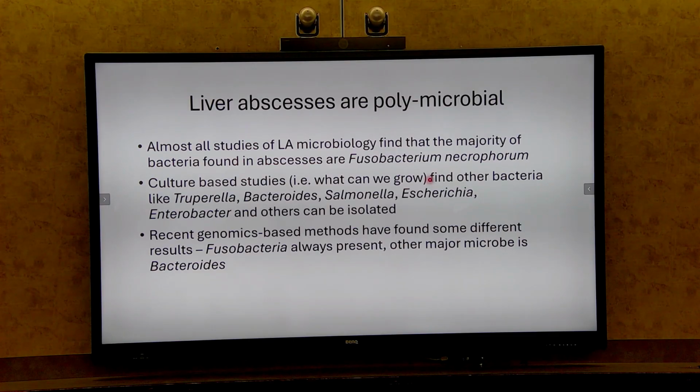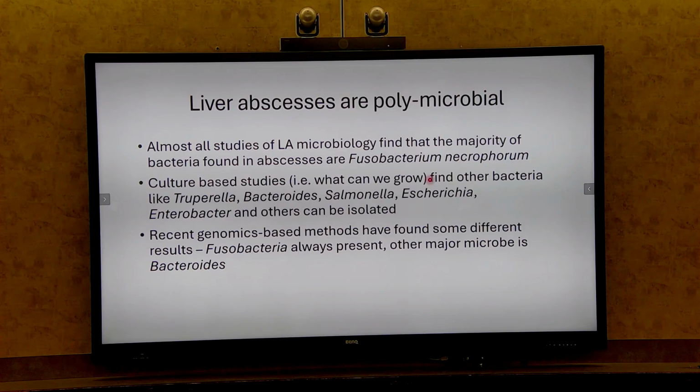The majority of that work has been done on the bacteria Fusobacterium necrophorum. Now, this organism undoubtedly is one of the key players. You find it in every single abscess. But you also find a lot of other bacteria. So there's an organism called Trueperella, which is commonly found in abscesses, Bacteroides, which I'll talk about in a few slides, Salmonella, Escherichia coli, which you guys have heard about.